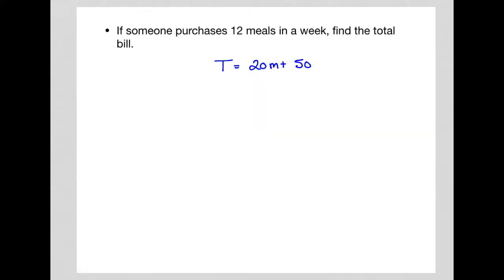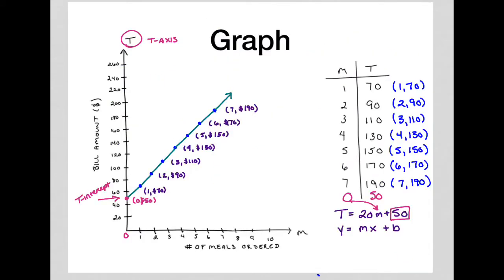Now we're actually going to make a prediction using our equation. So we're asked, what if someone purchases 12 meals in a week? And we want to find that total bill. Well, first off, we can go back to our graph and we can say, well, it looks like we definitely are going in an upward trend. So I wouldn't expect my meals, for example, to take some sort of nosedive along the way. It looks like we are doing a steady increase as we go.